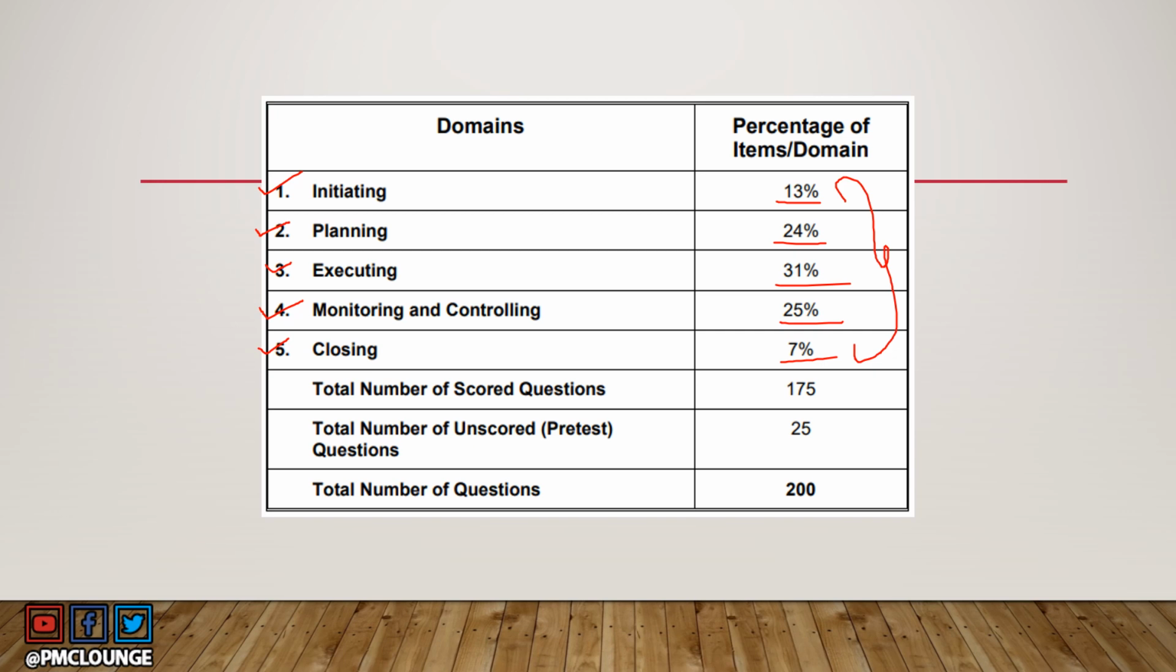So total number of scored questions 175, total number of unscored questions, which are also known as pre-test, because remember PMI is testing the candidates on how they are answering these questions, and before these questions make it to the final question bank, they are included in the PMP exam. The total number of questions, of course, 200 total questions.